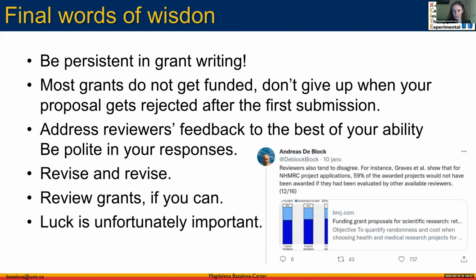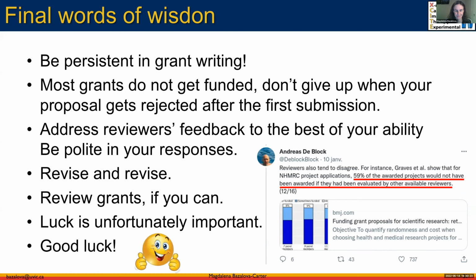This is just a tweet from Andreas de Block, who was looking up what happens with the review process, if we should even have a grant review process, if we should even be applying for grants, because we spend a lot of time and a lot of money applying and reviewing grants. And one of the conclusions from the Australian Medical Research Funding Agency, NHMRC, was that 59% of the awarded projects would not have been awarded if they had been evaluated by other available reviewers. So this is a pretty startling conclusion here. So you might have to get lucky with reviewers as well. And with that, I would like to wish you good luck with writing grant applications and receiving grants as well.